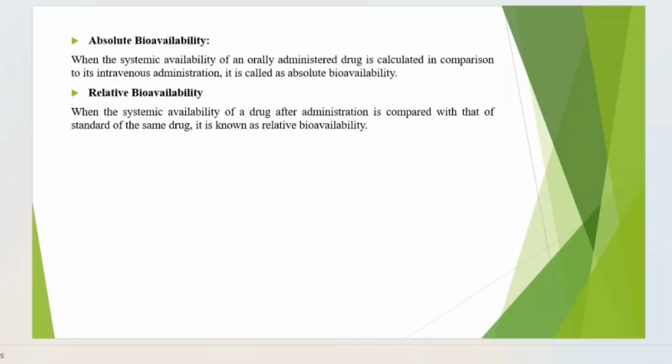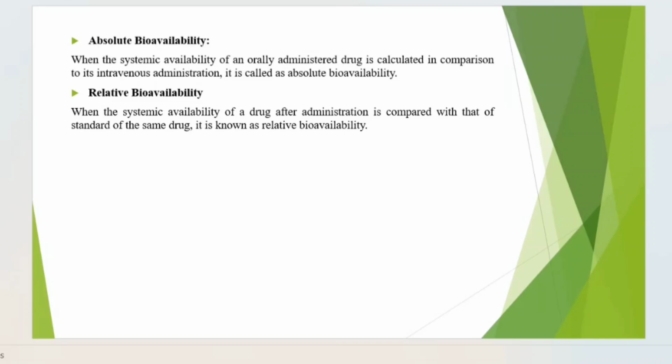So here are two types of bioavailabilities. One is absolute, second is relative. Absolute means when the systemic availability of an orally administered drug is calculated in comparison to its intravenous administration, it is called as absolute bioavailability.